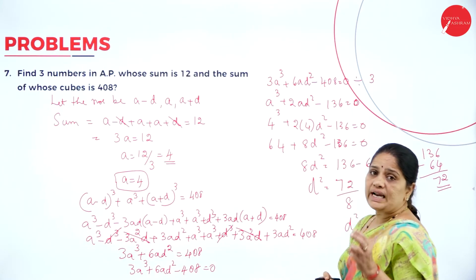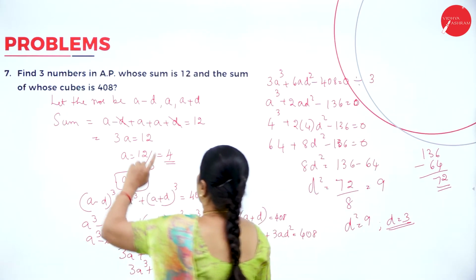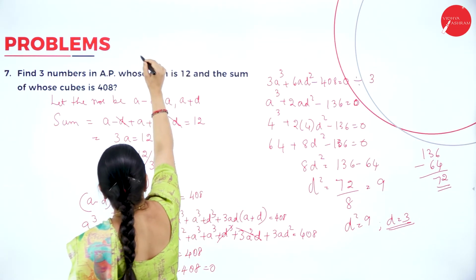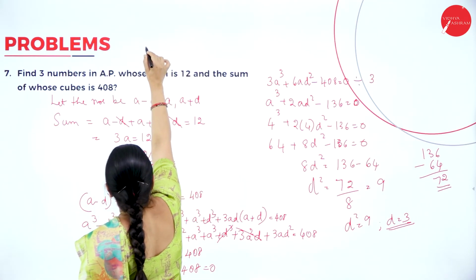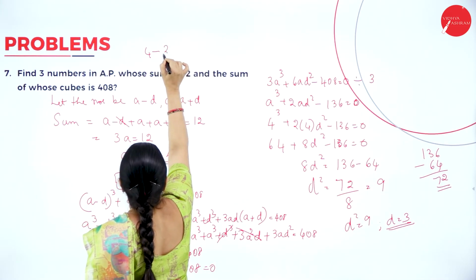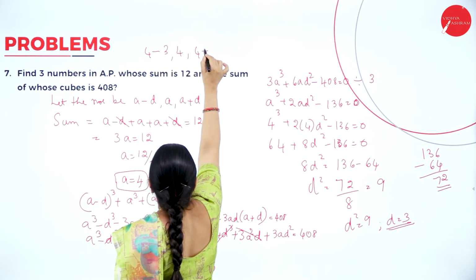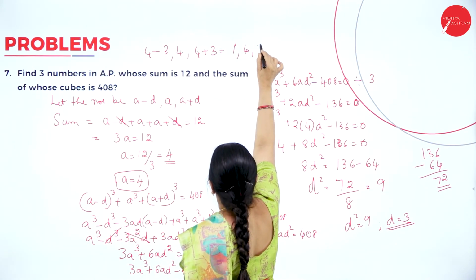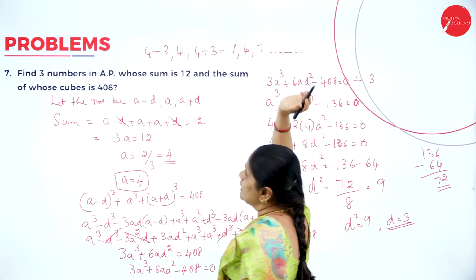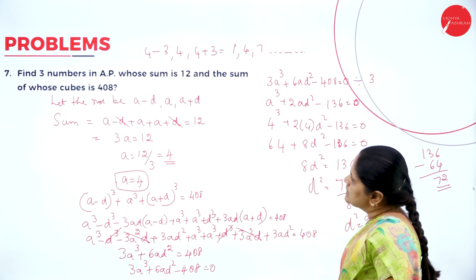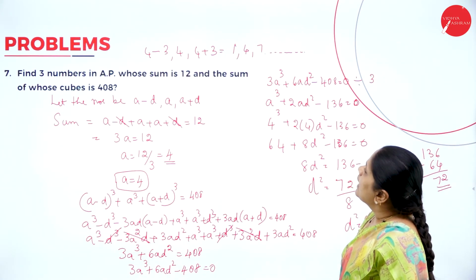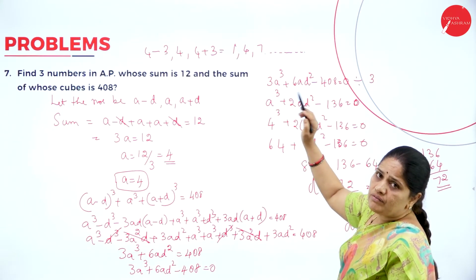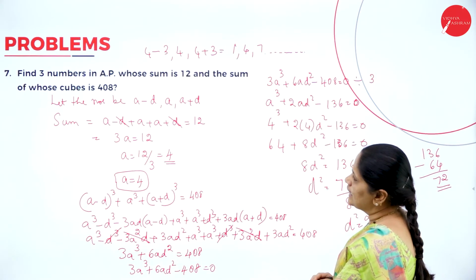Now, we have to find the 3 numbers. So, we know A minus D, A, A plus D. A equals 4. So, 4 minus 3, 4, 4 plus 3. So, this will be equal to 1, 4, 7. So, this is the AP. Find 3 numbers in AP whose sum is 12 and the sum of the cubes is 408. So, 4 plus 1 is 5, 5 plus 7 is 12. So, this is the correct answer.